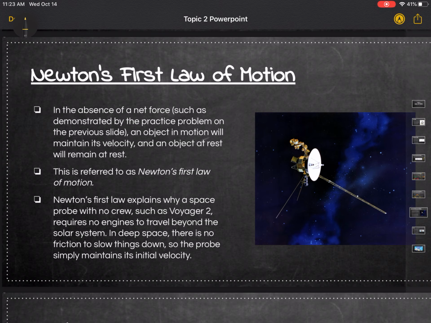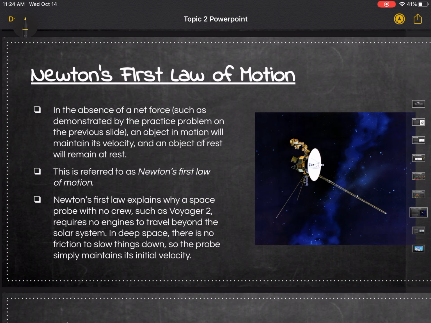should stay in motion. We know in life that if you're driving in a car and you take your foot off the gas, eventually you're going to come to a stop. And that's due to the fact that there's lots of forces that are slowing you down or acting against you, like friction and air resistance. But in theory, if we didn't have any of those forces, then we should stay in motion.